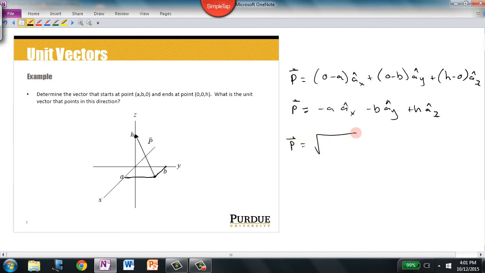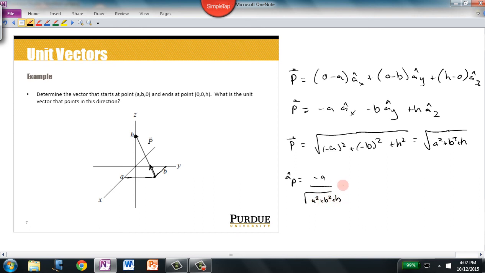The magnitude of this vector is minus a squared plus minus b squared plus h squared, which is just equal to the square root of a squared plus b squared plus h squared. And so a hat p, the unit vector pointing in this direction, so same direction, magnitude of 1, is just going to be minus a over the square root of a squared plus b squared plus h squared, and that's in the x direction. And then we've got minus b over the square root of a squared plus b squared plus h squared pointing in the y direction. And then we've got plus h over, oh, I'm leaving the squares off those h's, those all have squares on them, a squared plus b squared plus h squared, a hat z. So now we have the unit vector pointing in the same direction as vector p.